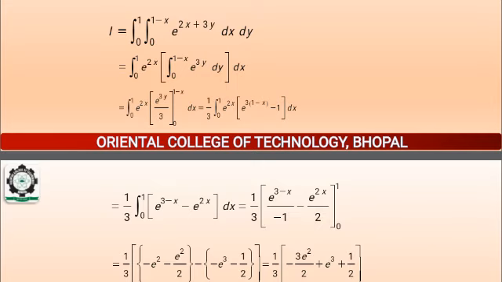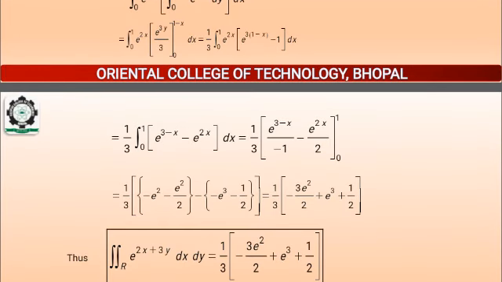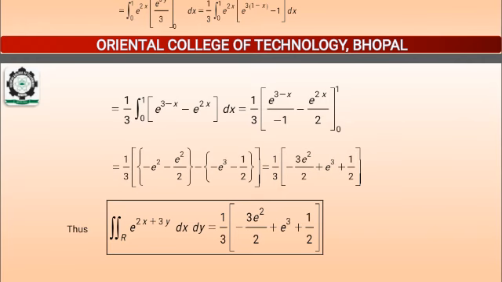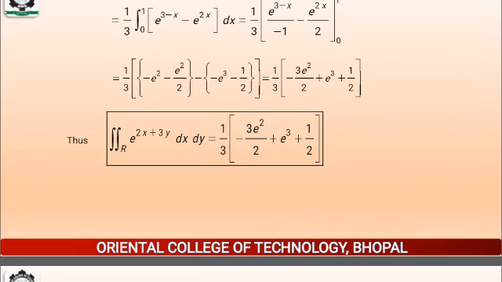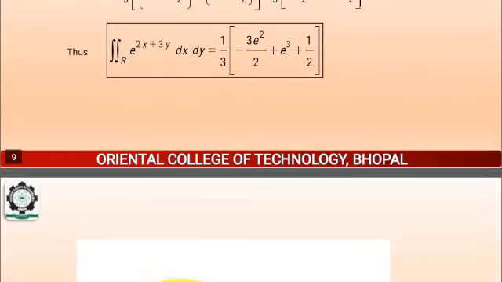Applying these limits, we have 1 by 3 integration 0 to 1 of e to the power 2x into e to the power 3 into 1 minus x, minus 1. That is 1 by 3 integration 0 to 1 of e to the power 3 minus x minus e to the power 2x. Integrate this with respect to x, we have 1 by 3 of e to the power 3 minus x upon minus 1 minus e to the power 2x upon 2. Limits are 0 to 1. Taking these limits, we have 1 by 3 of minus e square plus e cube plus 1 by 2.